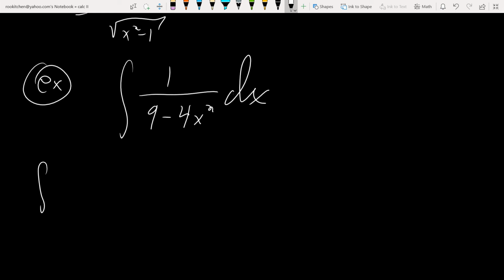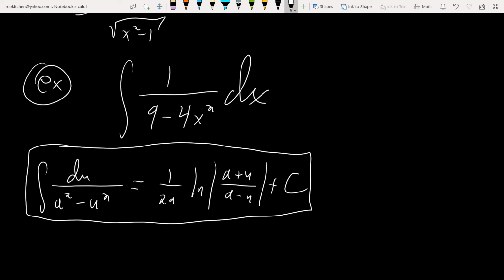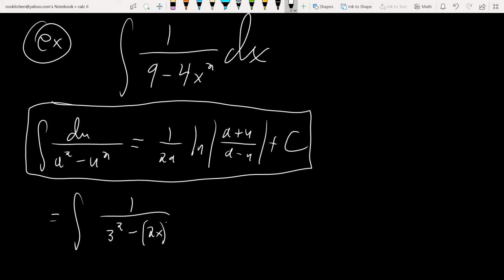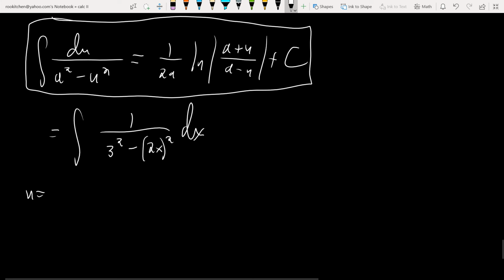I'll give you this formula: the integral of du all over a squared minus u squared equals 1 all over 2a times ln of the absolute value of (a plus u) over (a minus u), plus c. So you want to get it into that form, doing maybe a u-sub, identify the a value, and then plug and chug. If we rewrite the original integral, the a is going to be 3, the u is going to be 2x, and then you're going to have a 1/2 constant floating around. Let's actually do the u-sub though.